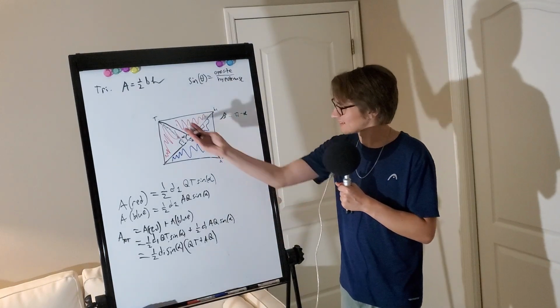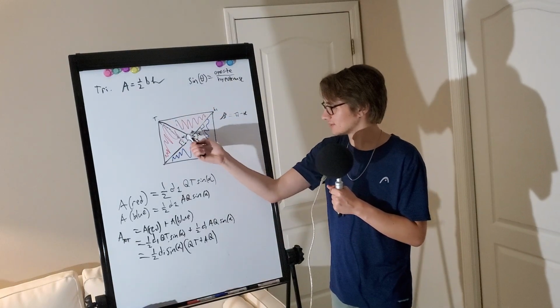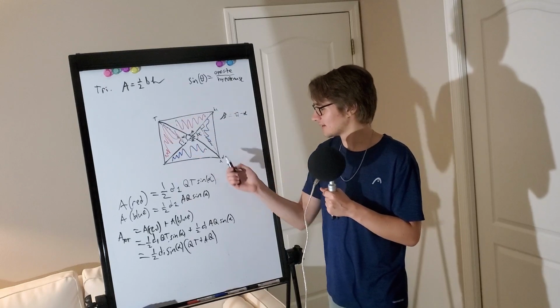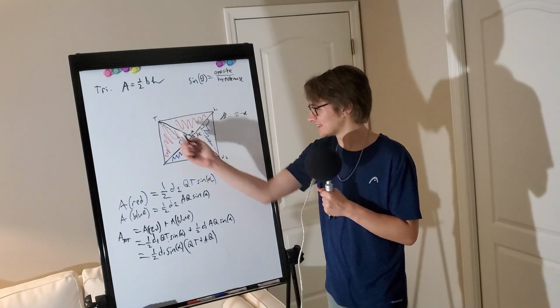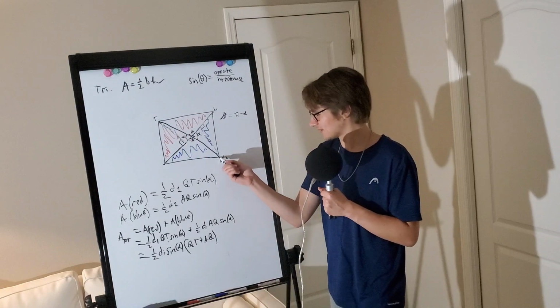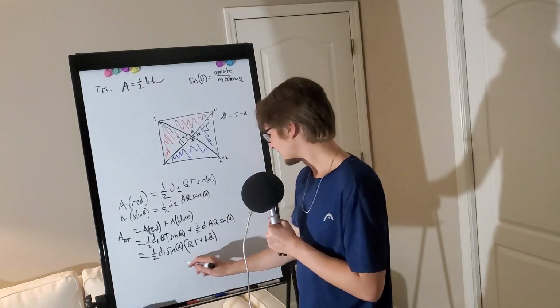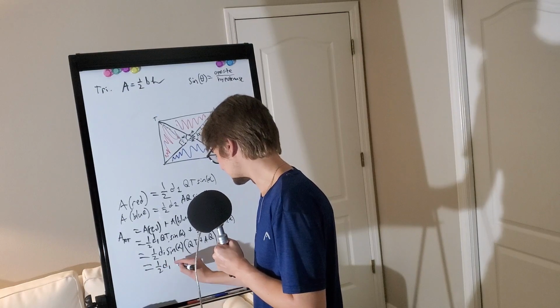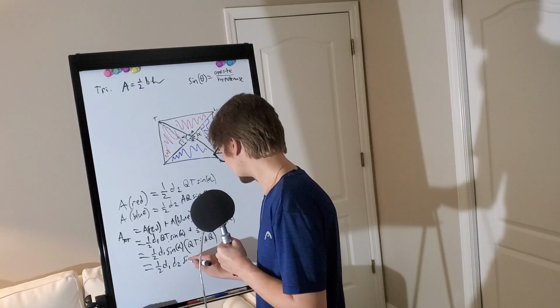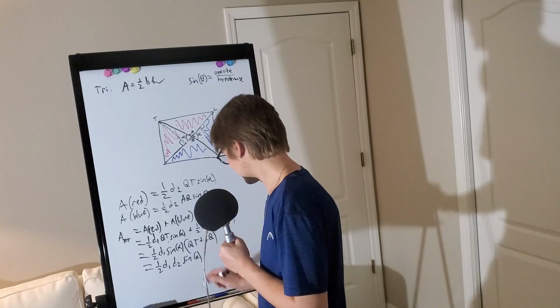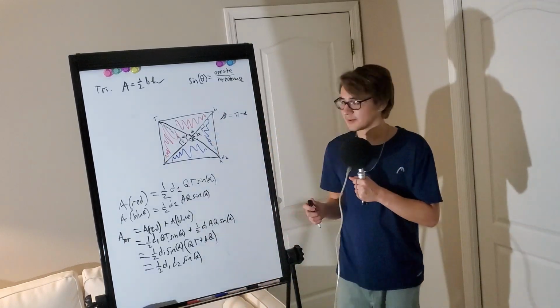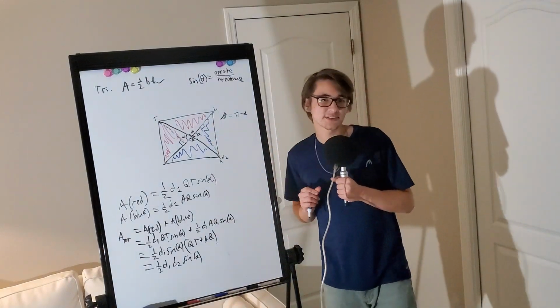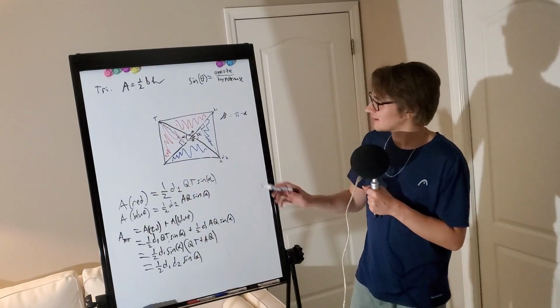It turns out that's just the other diagonal, right? We have QT and we have AQ. AQ, QT, AT, D2. And so this actually simplifies out to 1/2 D1 D2 sine of alpha. All right, great. Now I will leave this as an exercise to you, the viewer.